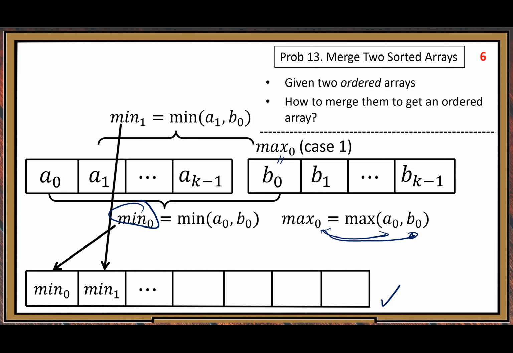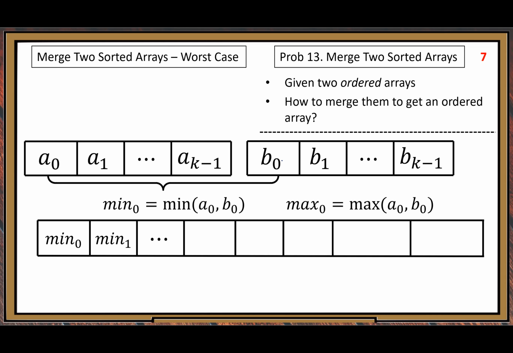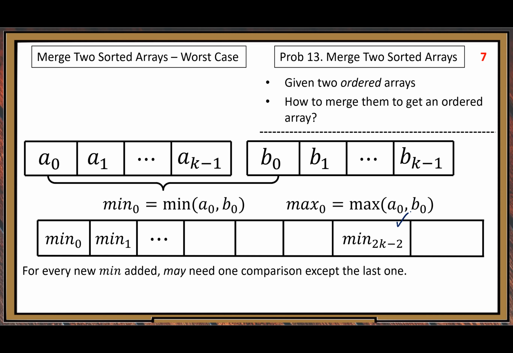We can do this kind of comparisons on, and at the end, the second to last element, after one comparison, we can put it in place. But the last one, we don't need to do comparison, because for the last one, there is only one position left for the last element. So we just put it in place.